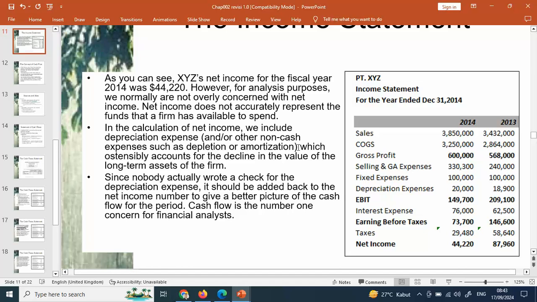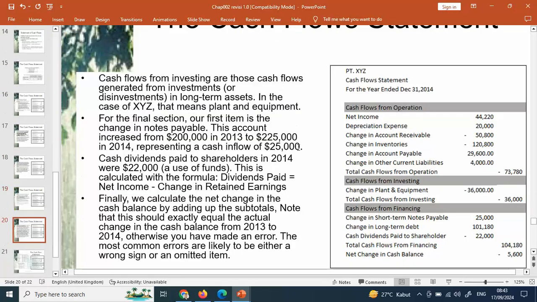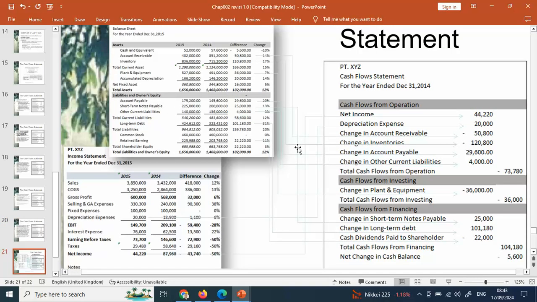Point 44.2, isn't it? We put it on top of the cash flow statement. And then we calculate the changes in the balance sheet. Okay, let's say depreciation. Depreciation is the changes of the balance sheet. From 2014 to 2015, there is an increase from 146 to 166. There is a difference of 20,000.